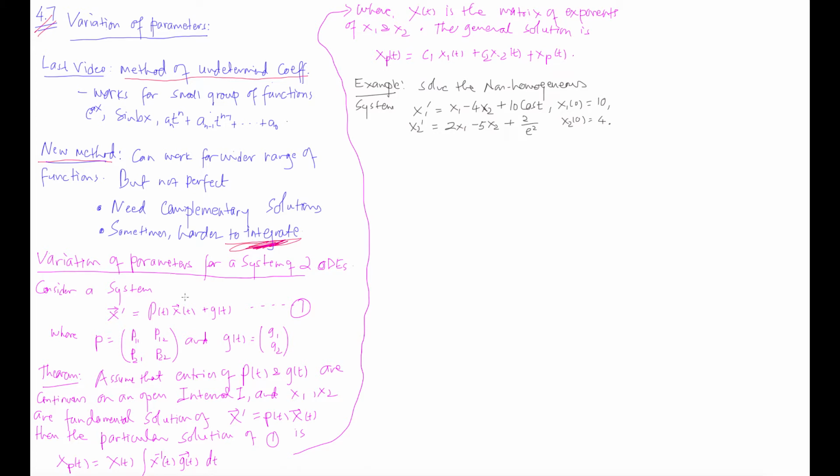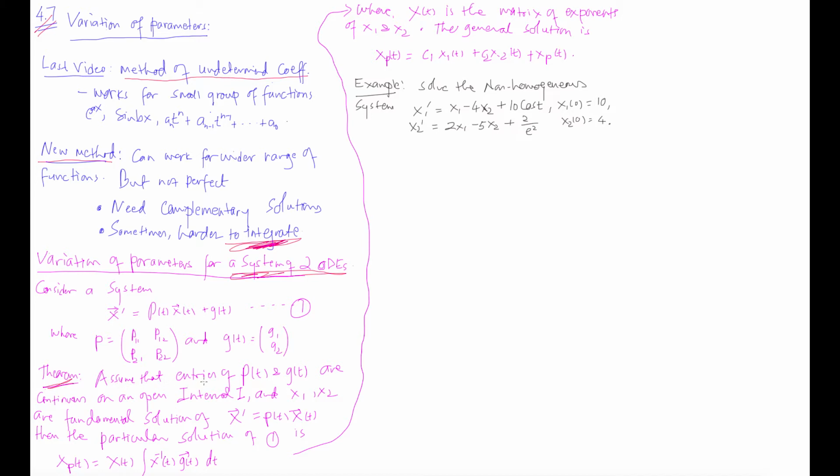So what are the steps to do variation of parameters? Suppose there is a system of two ordinary differential equations. Consider a system x prime equals P(t)x plus g(t). See here, g(t) is not 0. It is the non-homogeneous term, where P is a matrix with entries p11, p12, p21, p22, because we are considering a system of two equations here, and g(t) is g1, g2. There is a theorem; let's talk about it.